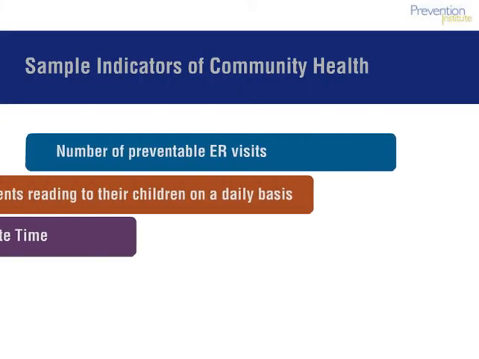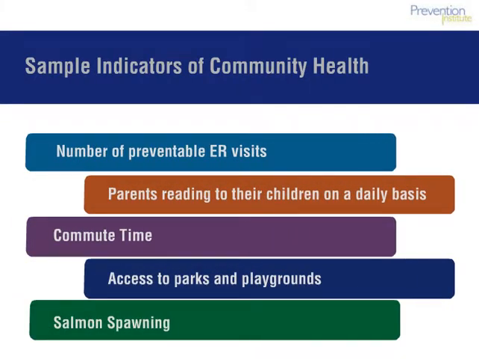Here are several examples of indicators that can be used to measure community health and well-being. For example, the number of preventable emergency room visits in a community may be indicative of adequate primary care, residents' insurance rates, or high rates of injuries. Another indicator, access to parks and playgrounds, could be used to describe the physical environment by telling us about opportunities for physical activity, the presence of open space, or perceptions about safe places to play.